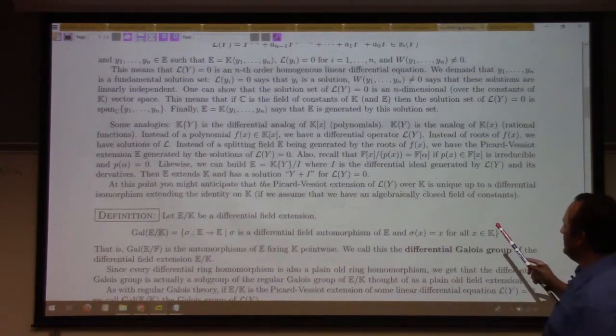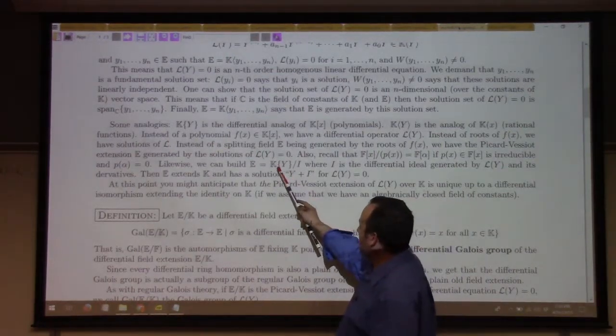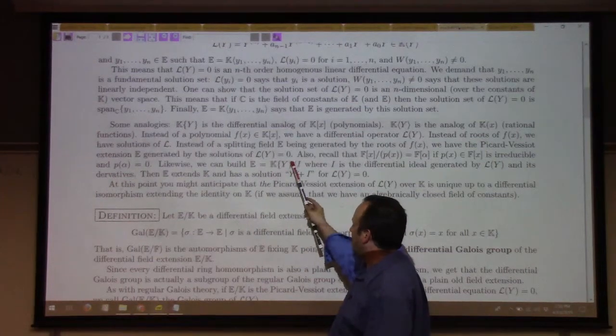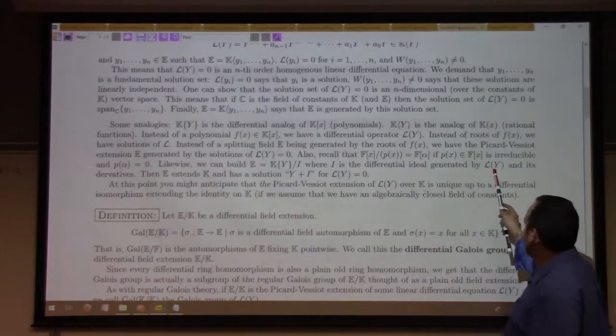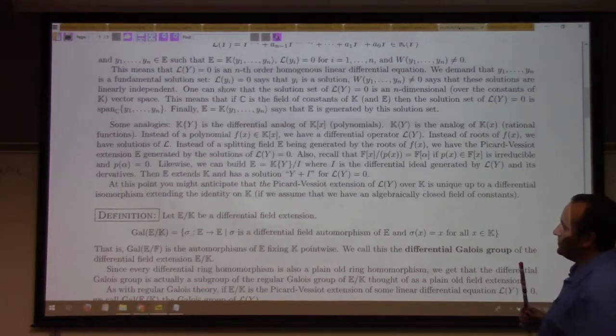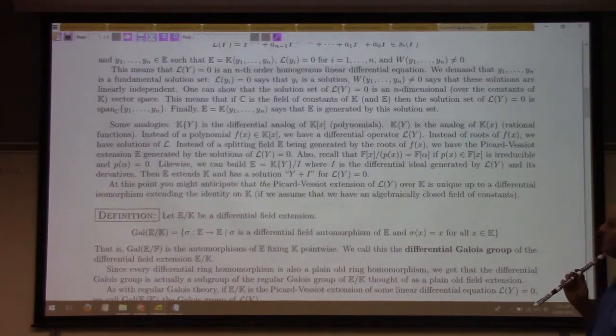What's the analog in the differential world? We can build E as k adjoin its derivatives mod I, if I is the differential ideal generated by this differential operator and its derivatives. Now that he hasn't quite explained yet, right? Maybe he will, maybe he won't. We'll see.